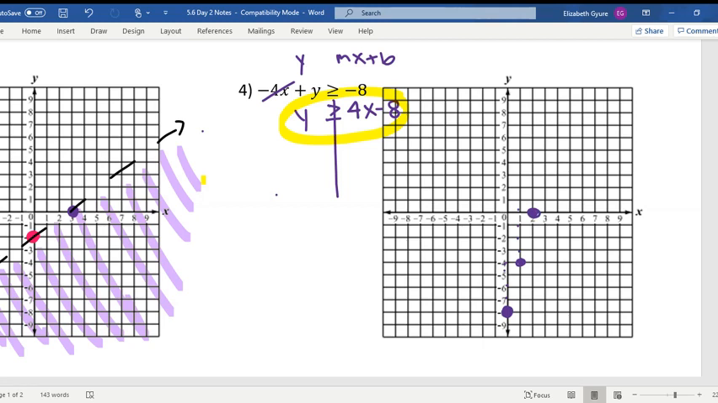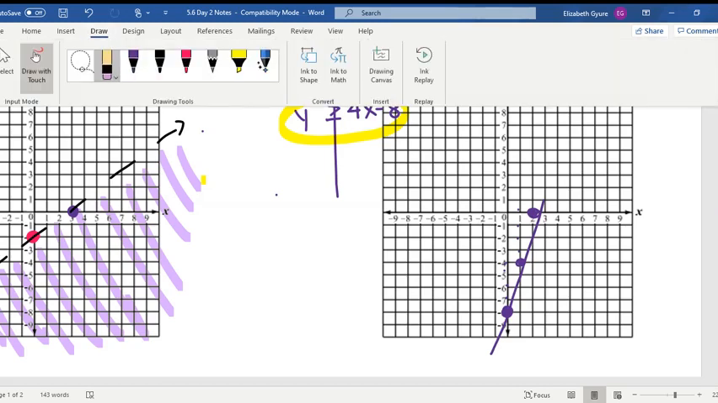Now we need to decide if it's solid or dotted. So if we have an or equal to, what do we think? Lynn, if we have the or equal to, if we have that little bar underneath, should we use a solid or a dotted line? Yeah, Lynn says solid line. I agree. The little bar underneath the or equal to means it needs to be a solid line. So draw your solid line going through.